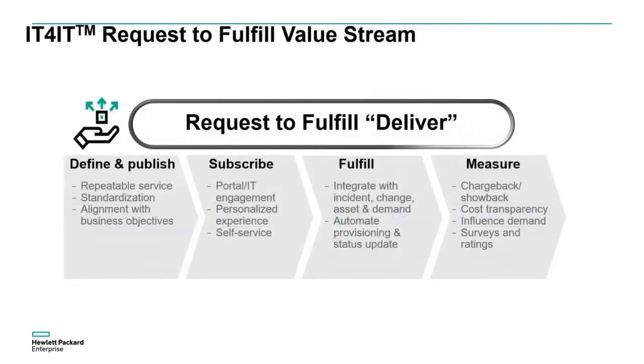Request to fulfill, the deliver function, is comprised of four key value stream steps, with the first one being defining and publishing a catalog. The second one is subscribing to a service. Really what you're doing here from a service perspective is implementing a subscription for that particular resource, whether it be a hardware allocation or using software, or even just getting an account to use software on a SaaS third-party basis.